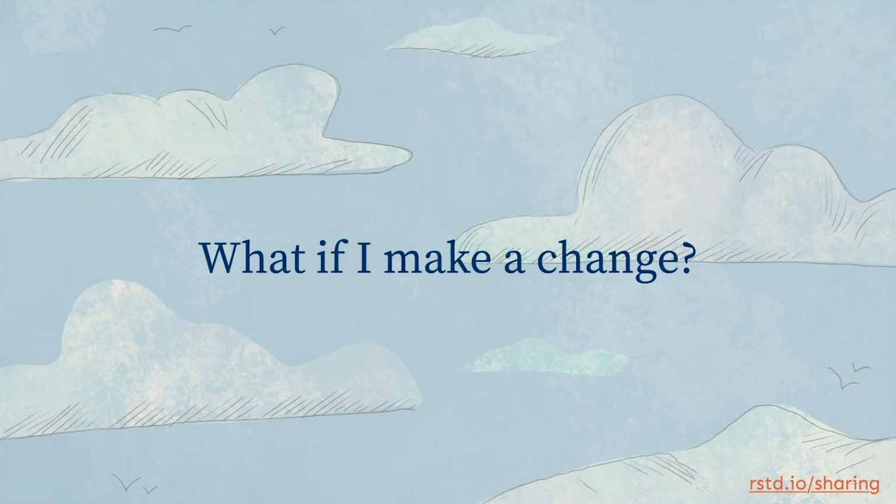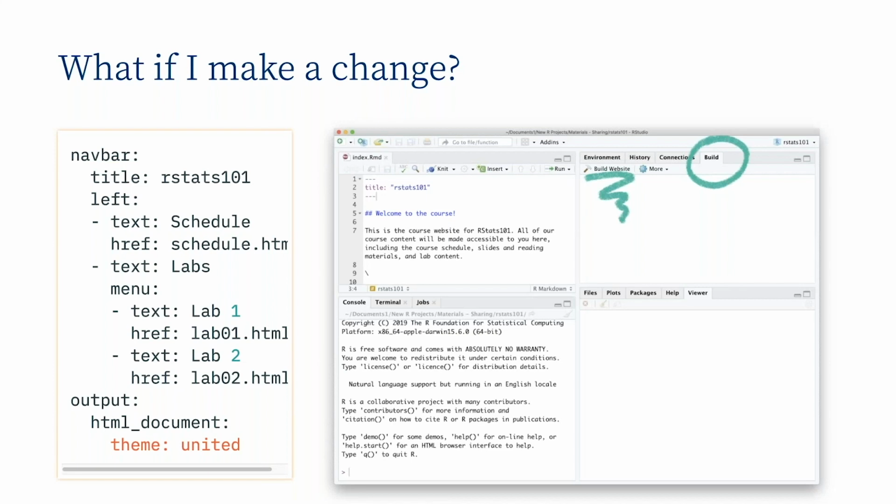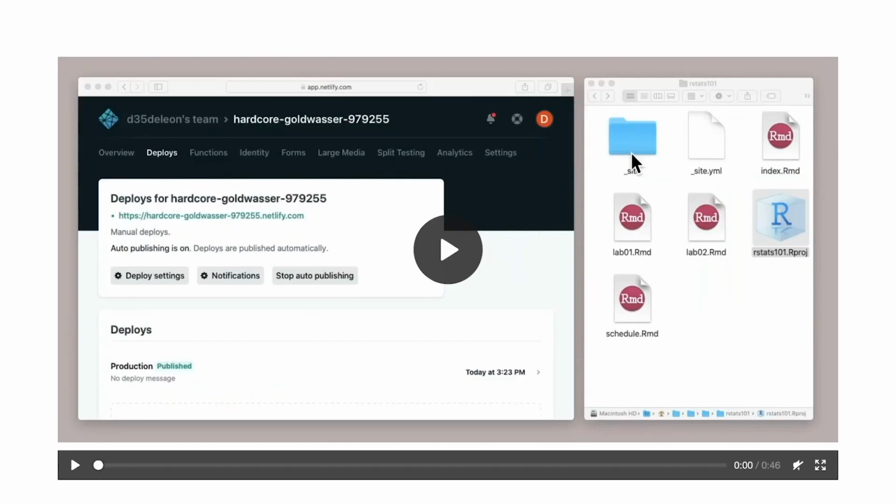Okay, but after I've deployed my site, what happens if I decide that I want to make a change? So let's say, for example, looking at the YAML file on the left side, say that I want to change my theme to something named United. So once I make that change, I need to remember to rebuild my website. And then I need to be able to drag and drop again. So let's see what that process looks like.